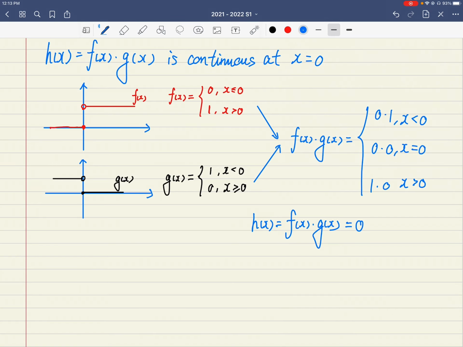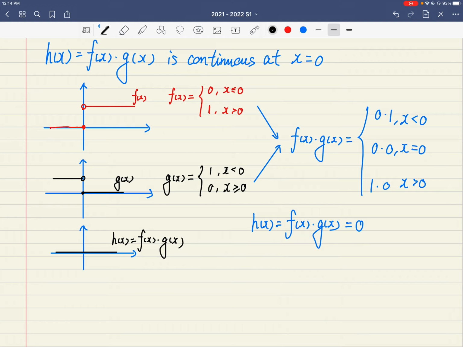So it's a constant function, and a constant function is always continuous. You draw it, it's very easy to draw. This is your h(x), which is f(x) times g(x). So this constant function is continuous at 0. That's a counterexample for problem 6.